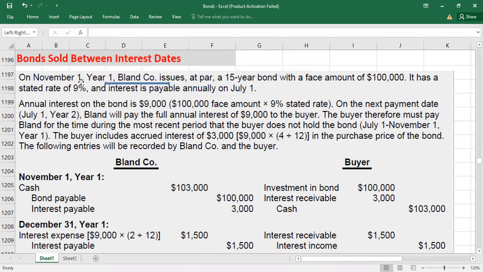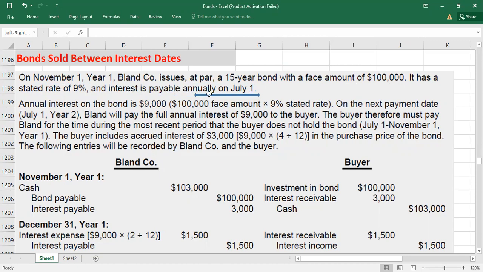For example, on November 1, year 1, Bland Company issues at par 15-year bonds with a face amount of $100,000. So the bonds are issued at par, the maturity period is 15 years, and the par value is $100,000. It has a stated rate of 9%, which is mentioned on the face of the bonds. If you want to calculate the interest, of course, you will apply this stated rate and multiply it by the face amount. And interest is payable annually on July 1.